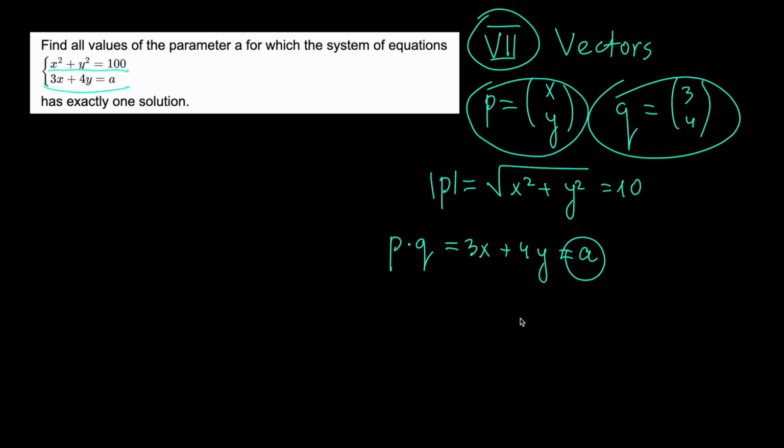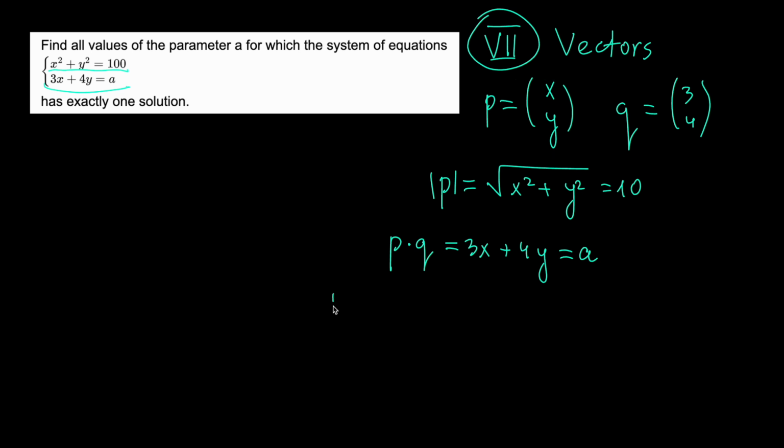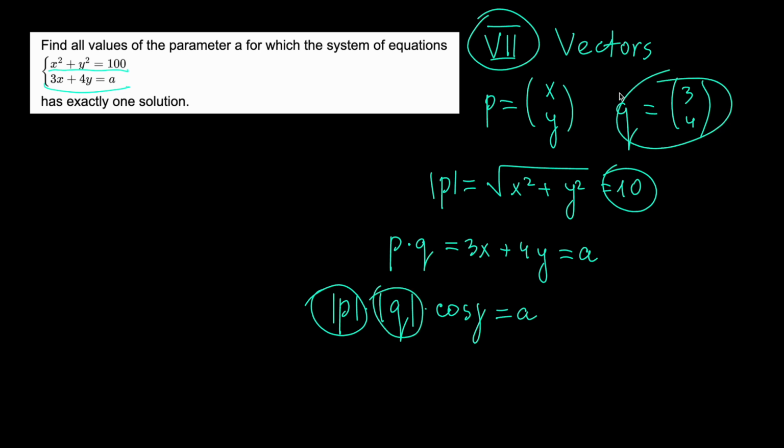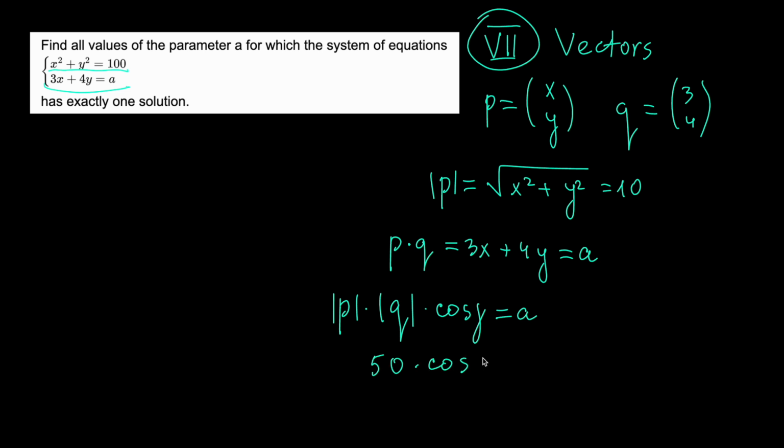But wait a minute, we can also write the dot product as modulus of p times modulus of q times cosine gamma, where gamma is the angle between the two vectors, equals also a. And we know that this is equal to 10. We know that the length of the second vector is 5, obviously. So we're gonna have 50 cosine gamma equals a.